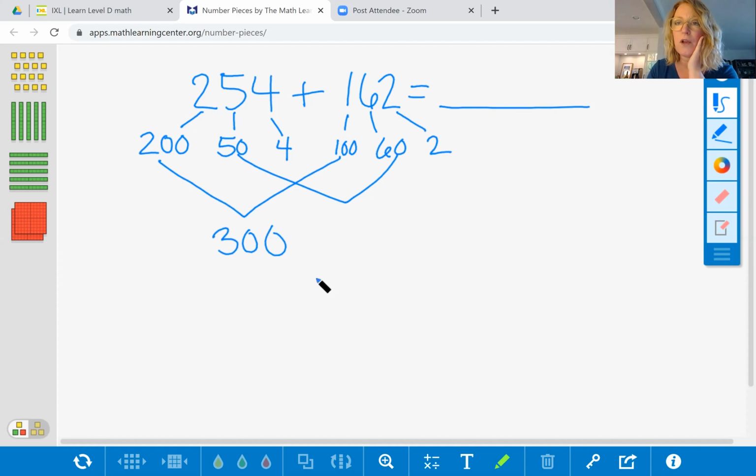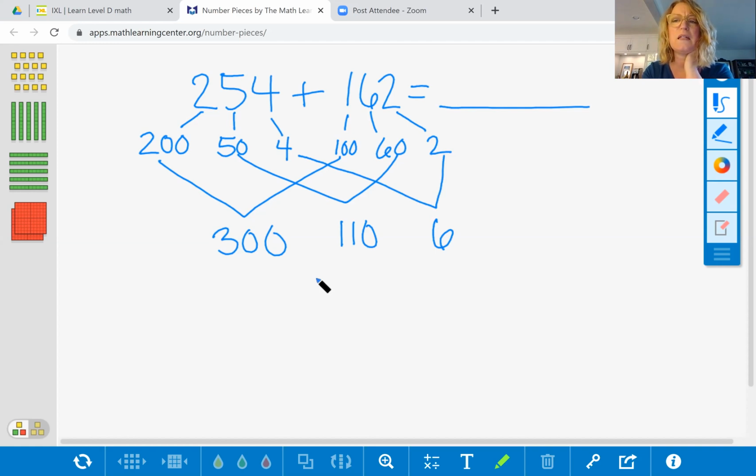You can put the bigger number in your head, 60, and then count it by tens. 60, 70, 80, 90, 100, 110. So 50 plus 60 is 110. And then let's not forget the ones. 4 plus 2. What's 4 plus 2? 6. So now we've changed it from 254 plus 162 to 300 plus 110 plus 6.